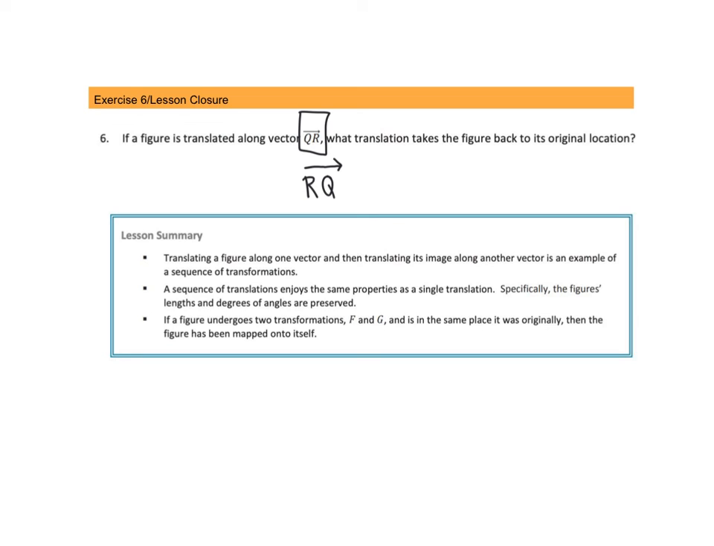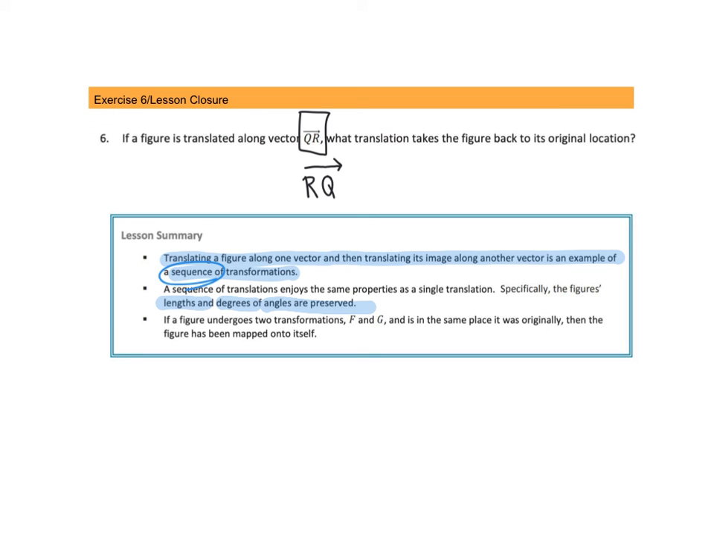And then we're just going to summarize this lesson. Translating a figure along one vector and then translating its image along another vector is an example of a sequence of transformations, right? It's a sequence. It's more than one movement on a plane. A sequence of translations enjoys the same properties as a single translation. So basically, just like we know what happens when we move something one time, the same properties occur when we move something more than one time. So the lengths are preserved, the degrees are preserved, angles are preserved, all that stuff.